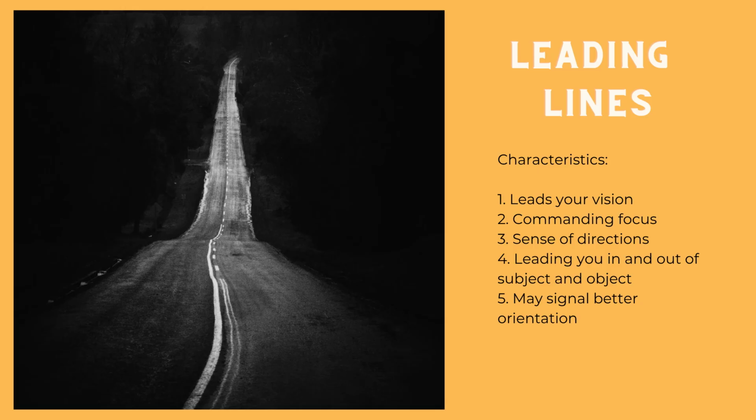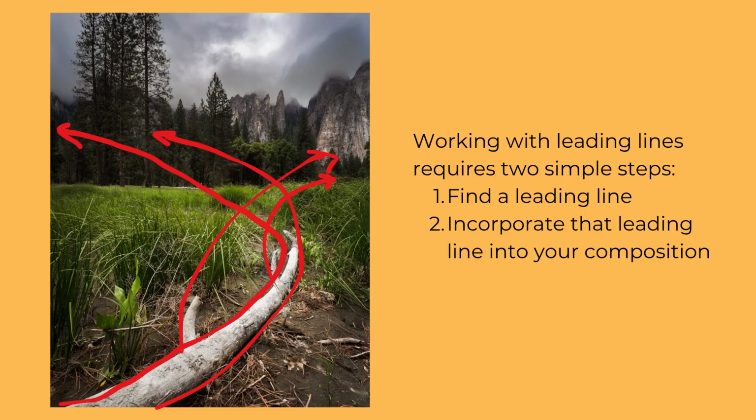The core characteristics of leading lines are that they naturally lead your vision and command focus, provide a distinct sense of direction, and signal a clear orientation as they lead you both in and out of your subject and object. So working with them requires two simple steps. First, find a leading line in your environment. And second, incorporate that line deliberately into your composition.